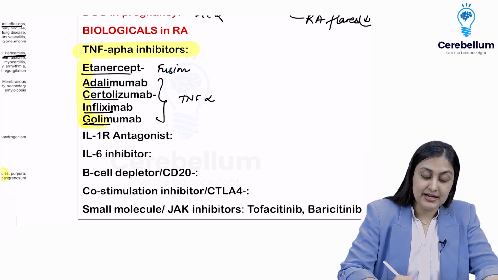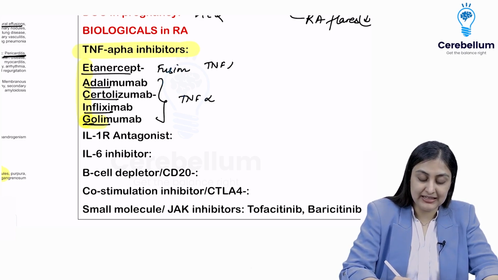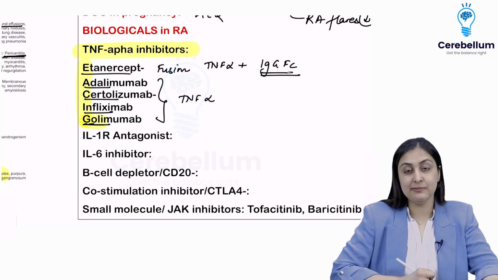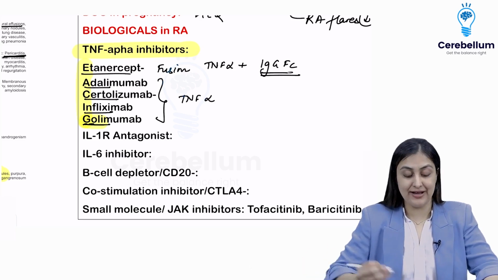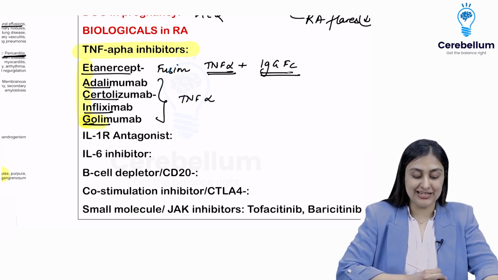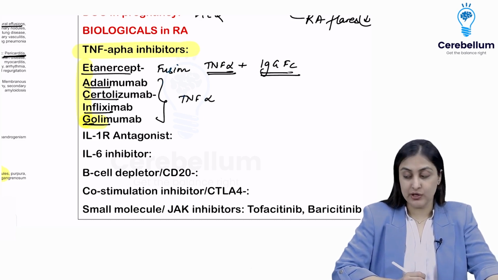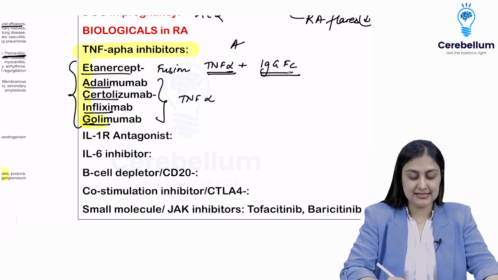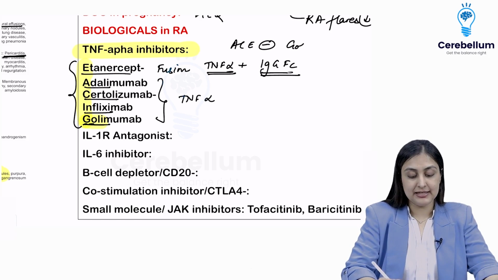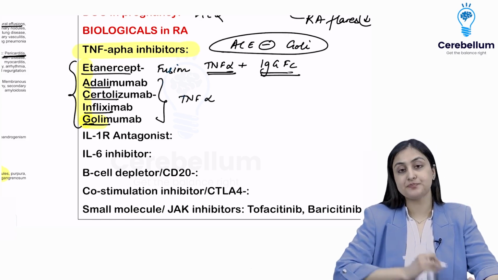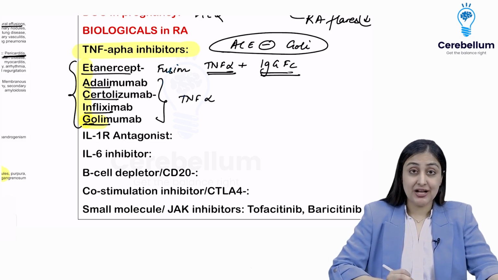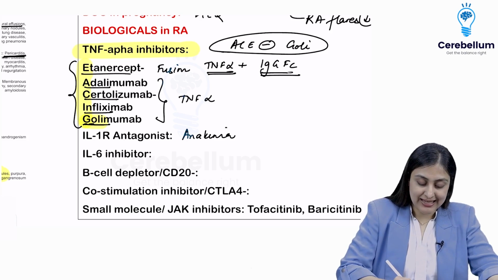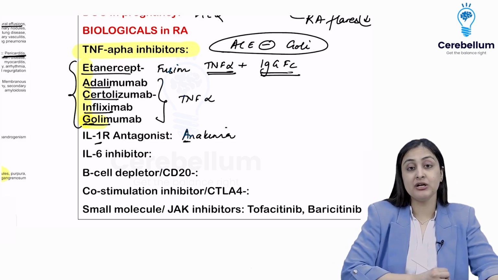As the name says, it is a fusion protein between TNF-alpha receptor and the IgG-Fc, the same thing against which we had rheumatoid factor. So this is a fusion protein between both of these is what you want to remember. So these are all your TNF-alpha inhibitors, ACE inhibitors, GOLI is what you want to remember. Then what is your IL-1 receptor antagonist? It is anakinra. So A1 is what you want to remember.